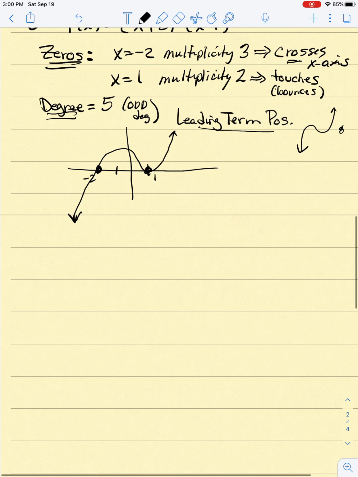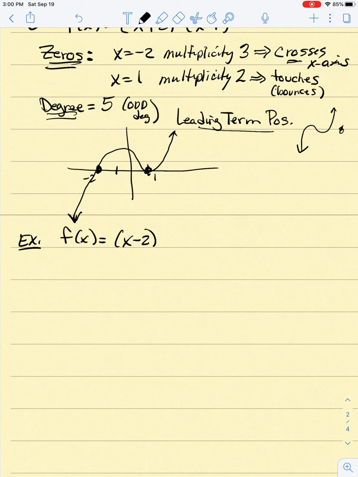Okay, I hear you. We'll do another one. Let's say f of x equals (x - 2)^5 times the quantity (2x + 5)^4. Let's see what we can figure out here. We'll start with zeros.